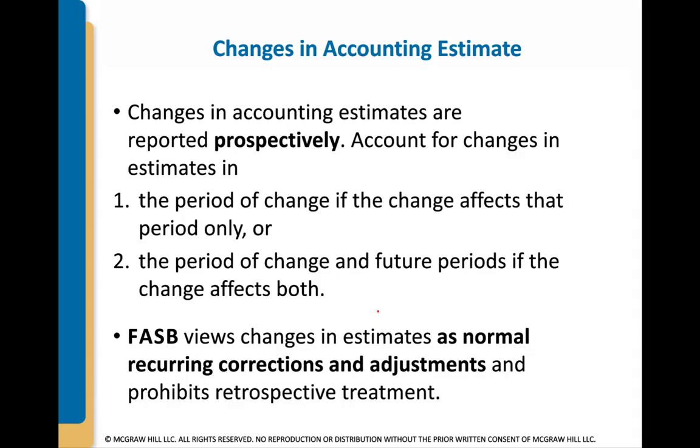So what does it mean, the prospective approach, when we have changes in accounting estimates? It means that we only change the accounts in the period of change if it affects just that period, or if it affects multiple periods, you account for the period of change and any future periods going forward. And the FASB views that changes in estimates are part of normal recurring corrections and adjustments, and actually prohibits the retrospective treatment.